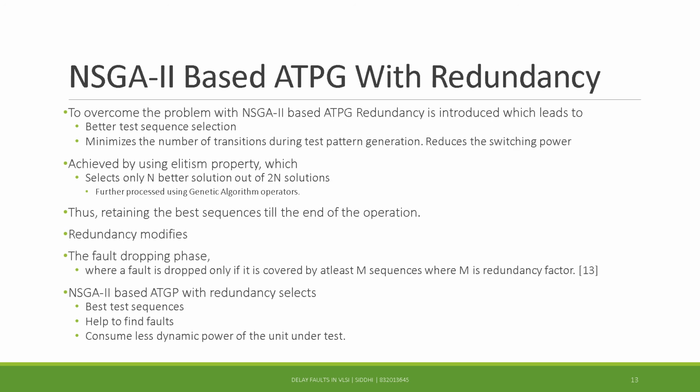Redundancy modifies the fault dropping phase, where a fault is dropped only if it is covered by at least m sequences, where m is the redundancy factor. NSGA2 based ATPG with redundancy selects the best test sequence, which will help to find faults while consuming less dynamic power of the unit under test.